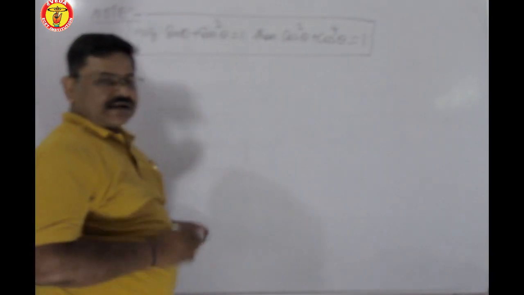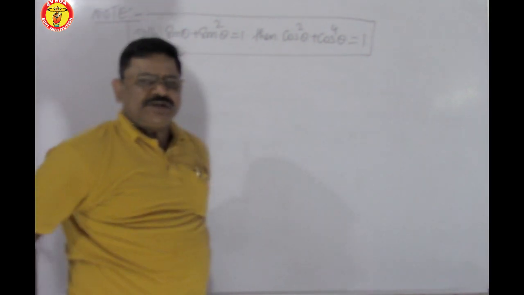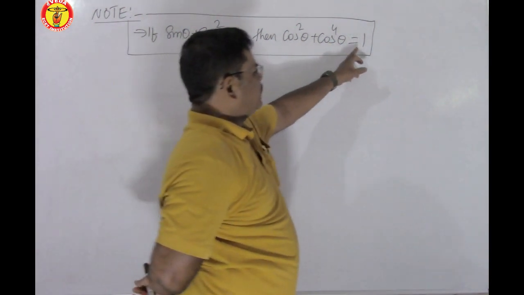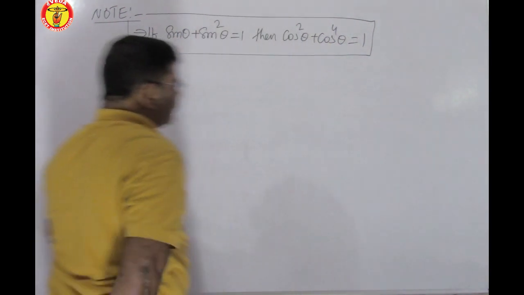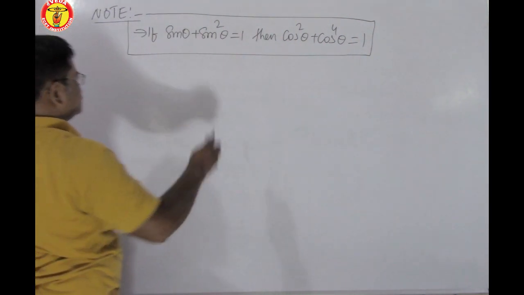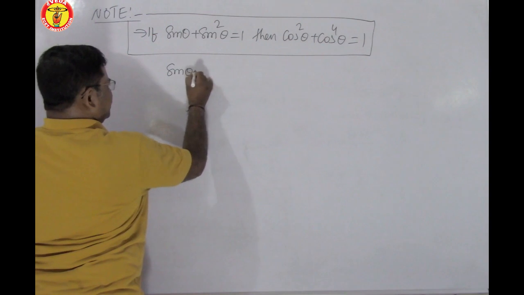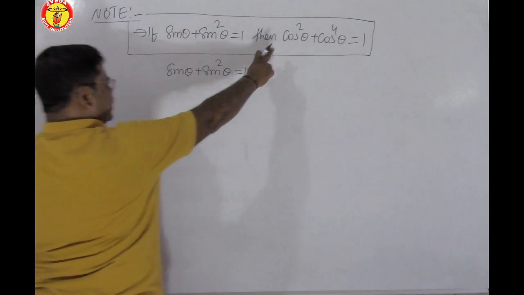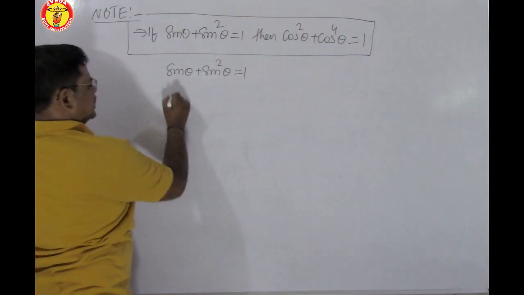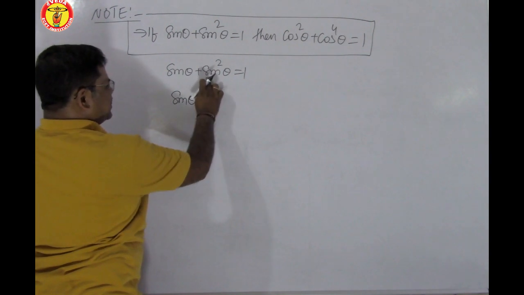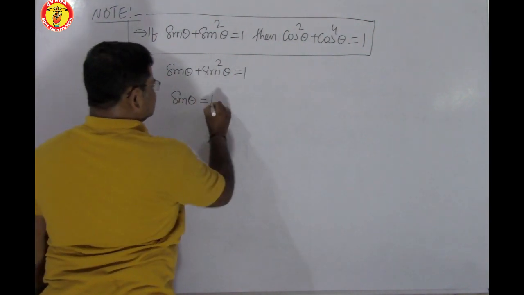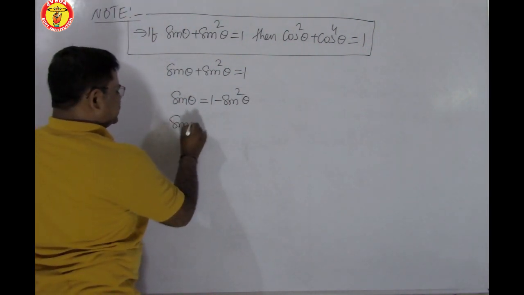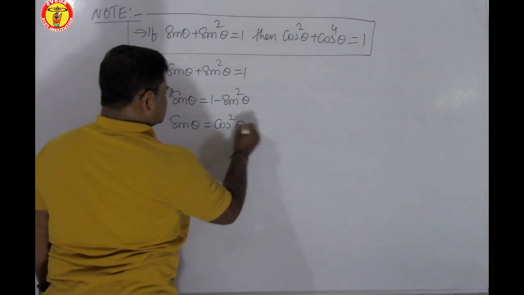Next, the condition given here is: if sin theta plus sin square theta is equal to 1, then he is telling that cos square theta plus cos power 4 theta is also equal to 1. Now in what way can we show the answer as 1? Suppose the given condition is sin theta plus sin square theta equal to 1. How should we obtain this as an answer? See here, sin theta is equal to, simply transferring sin square theta towards the RHS, 1 minus sin square theta. Now what is 1 minus sin square theta? 1 minus sin square theta is cos square theta.